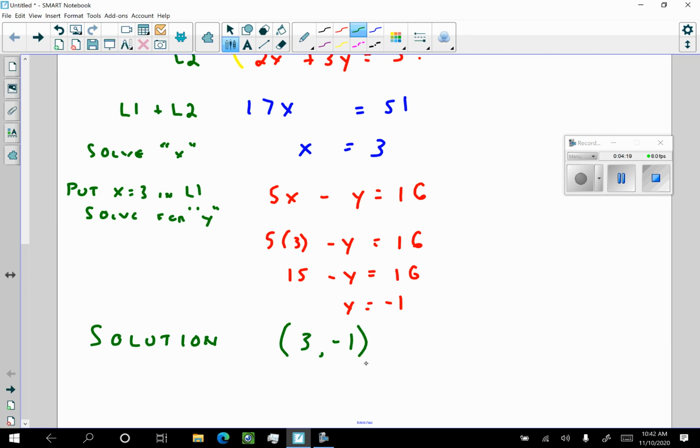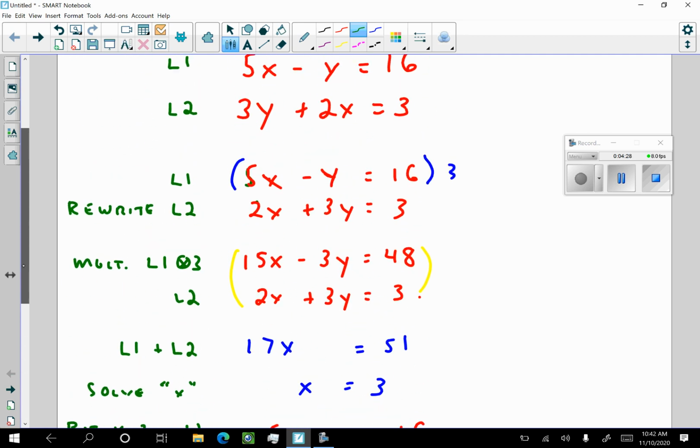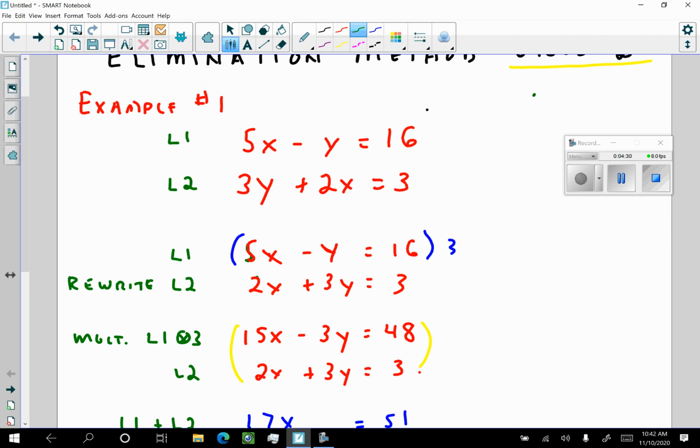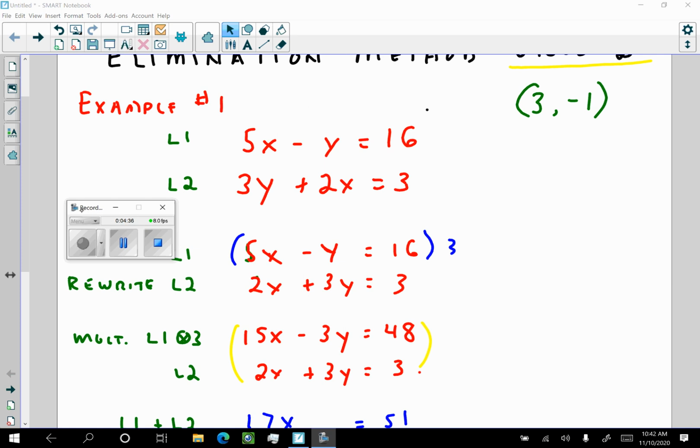And we know what we need to do next. What we need to do next is to check my solution. So I'm going to come up here. My solution is (3, negative 1). I'm going to write that up here, and this is going to be my check. I'm going to get this out of the way.